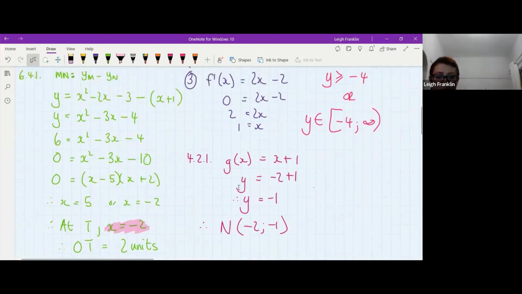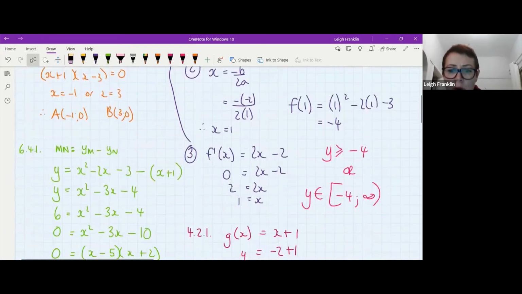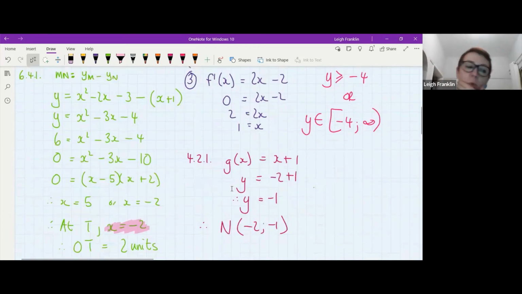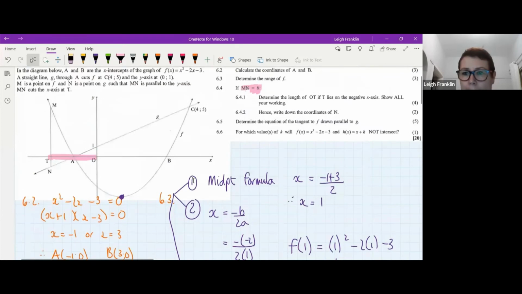Okay, matrix. 6.5 now. Determine, this is now where things start to get a little bit more interesting. All right, determine the equation of the tangent to f drawn parallel to g. Determine the equation of the tangent to f drawn parallel to g. Okay, so when they tell us that it's drawn parallel to g, what information does that give us about this tangent? They have the same gradient, absolutely.